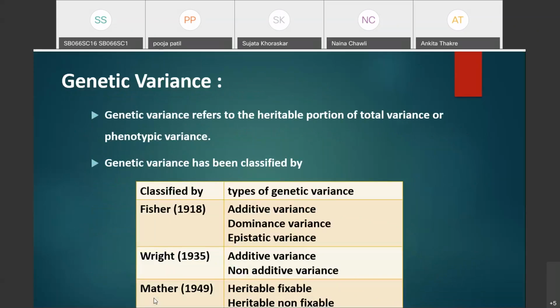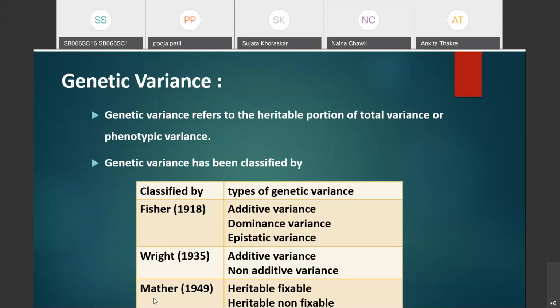Okay, here the genetic variance refers to the heritable portion of the total variance, or the phenotypic variance. Phenotypic variance is referred to as the total variance because it is due to two effects: it may be due to the genotype or it may be due to the environmental condition.